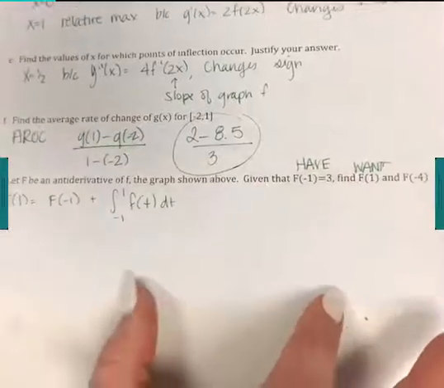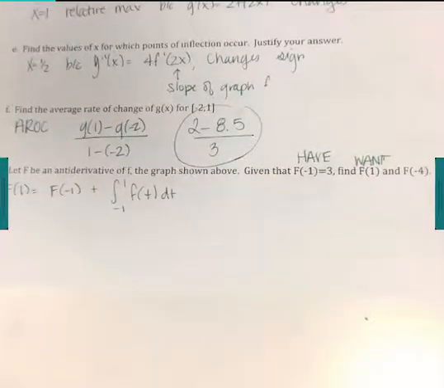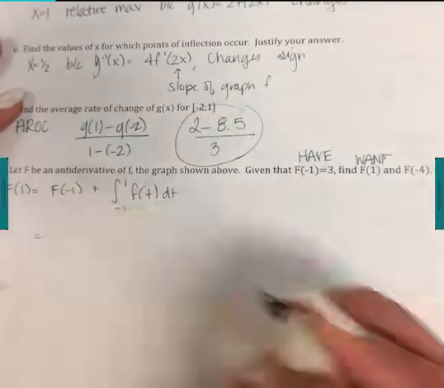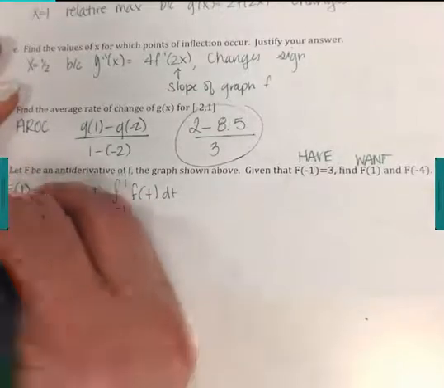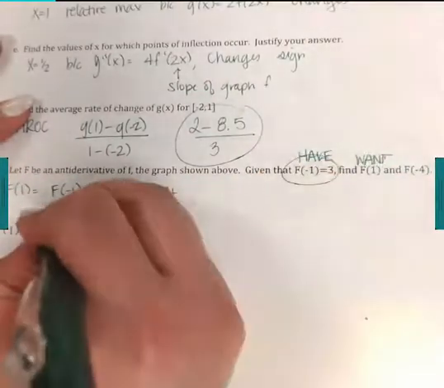Okay, what you want, f of 1, that's what I'm trying to find, is what I was given, f of negative 1, plus the integral from what I already knew to what I want to know. So, want equals have plus integral have to want. Okay, what's f of 1? That's what we're trying to find. What's f of negative 1? They gave it to you, it's 3.